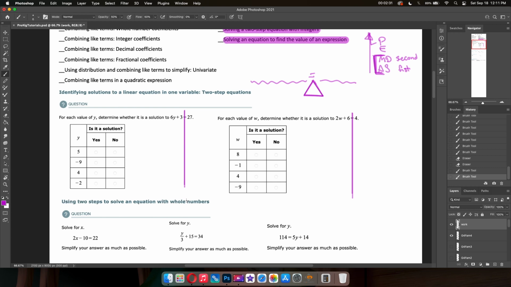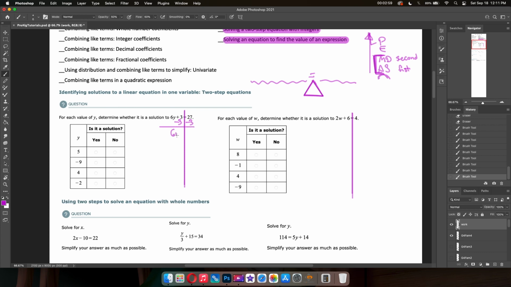Now, PEMDAS in reverse. Here's our first equation, 6y + 3 = 27. I start with looking for my addition and subtraction. I have that +3 right there waiting to move. It's so impatient, it wants to get going. What is the opposite of addition? Subtraction. So in order to move it, I'm going to move the 3 with subtraction. And what I do to one side, I do to the other, -3.